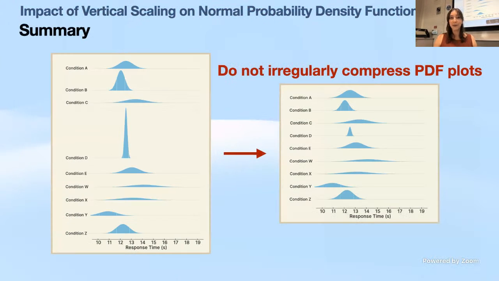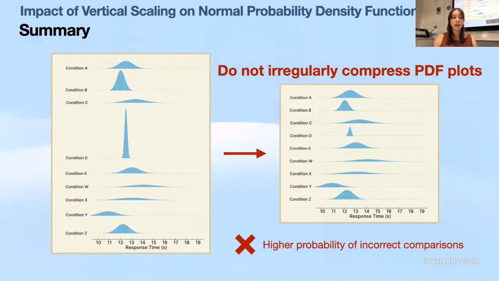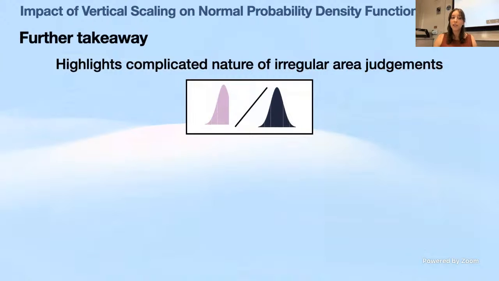In summary, we have to advise against irregularly compressing plots when you present them all together in a series, and that's just because it increases the probability of incorrect comparisons. Further, we think that this work highlights the complicated nature of irregular or perhaps non-polygonal area judgments and provides a nice foundation for further work in this area.